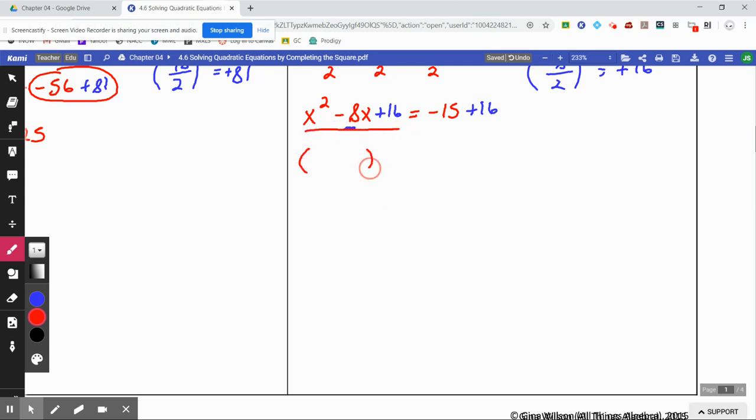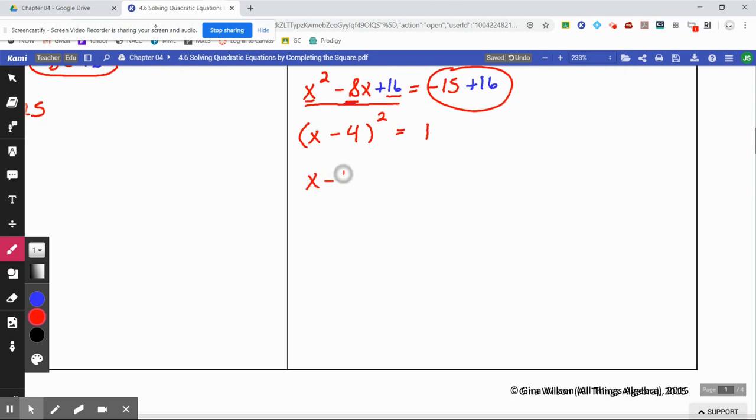You always factor once you complete the square. X times itself gives you x squared. What adds and multiplies will be a negative 4 times a negative 4, which again is half of that negative 8. On the right side, always combine those. Negative 15 and 16 is 1.